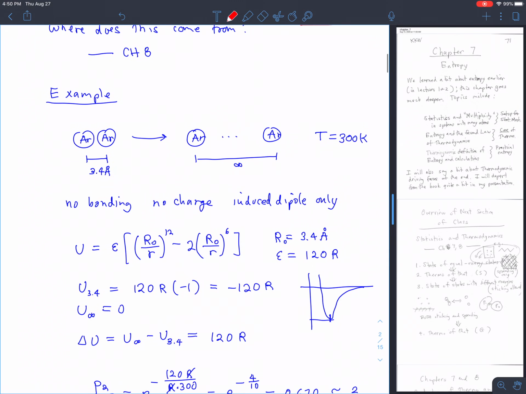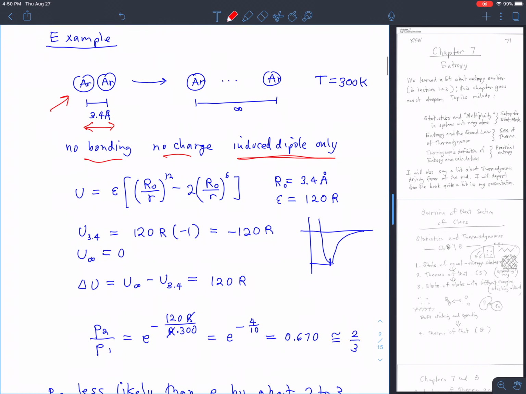All right, let's do an example. Let's first consider a weak interaction. So two argon atoms, they don't have any charge, they don't have any bond, they have induced dipole interactions, and that's all. I've placed them at 3.4 angstroms apart because that turns out to be the minimum of the Lennard-Jones potential. So we're going to be using the Lennard-Jones potential to calculate the interaction energy between these guys.